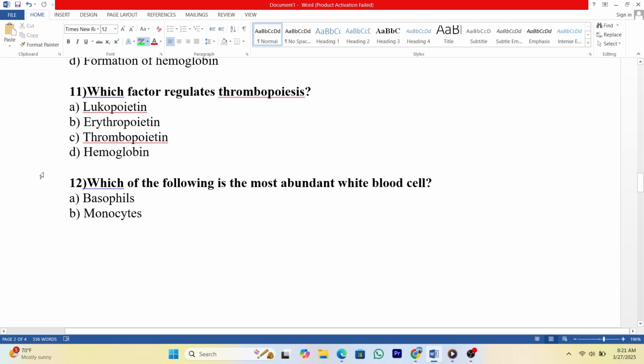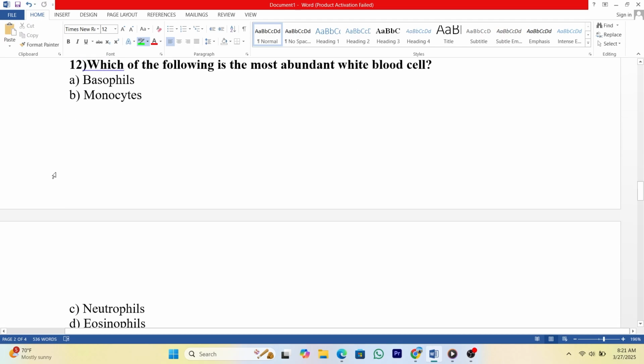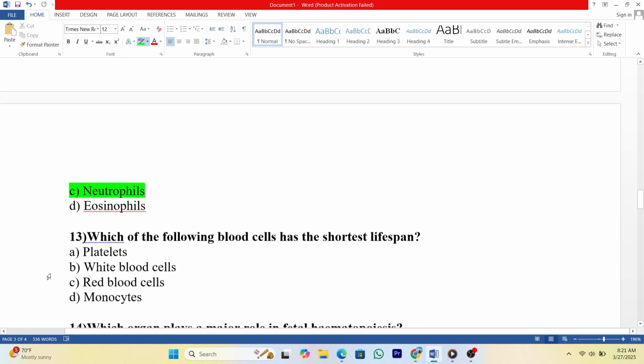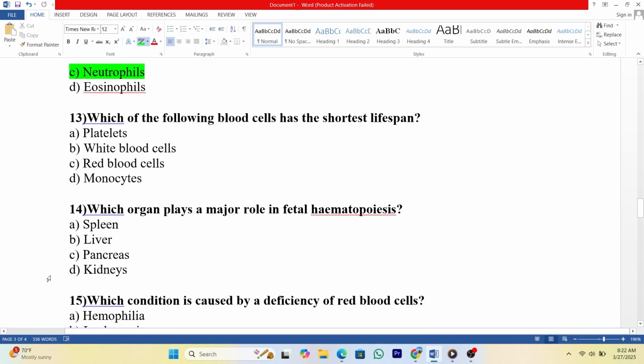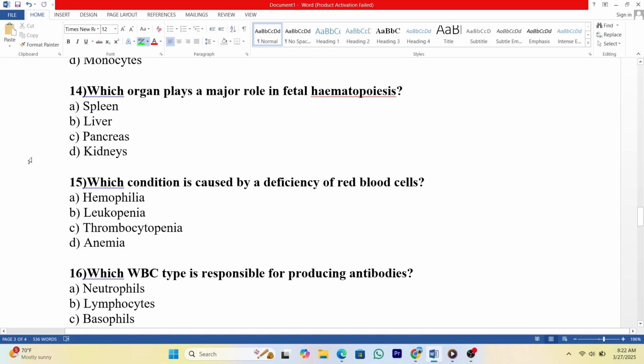11. Which factor regulates thrombopoiesis? A. Leukopoietin. B. Erythropoietin. C. Thrombopoietin. D. Hemoglobin. 12. Which of the following is the most abundant white blood cell? A. Basophils. B. Monocytes. C. Neutrophils. D. Eosinophils. 13. Which of the following blood cells has the shortest lifespan? A. Platelets. B. White blood cells. C. Red blood cells. D. Monocytes.